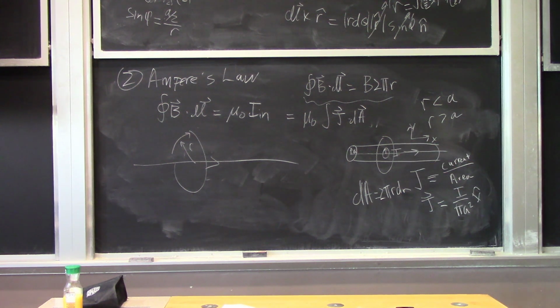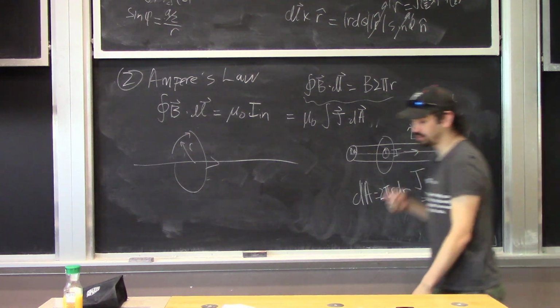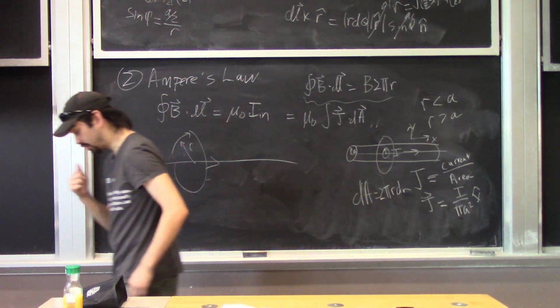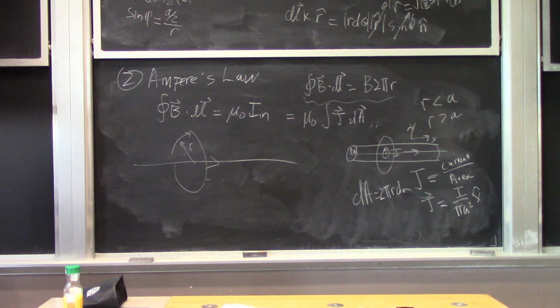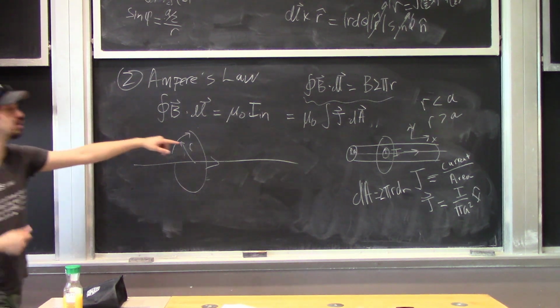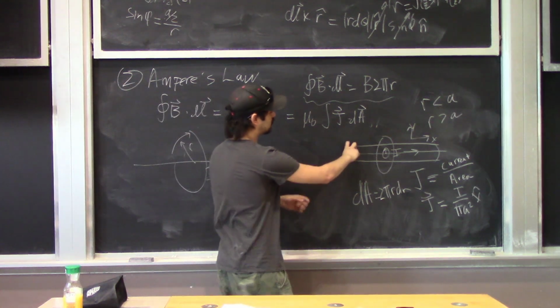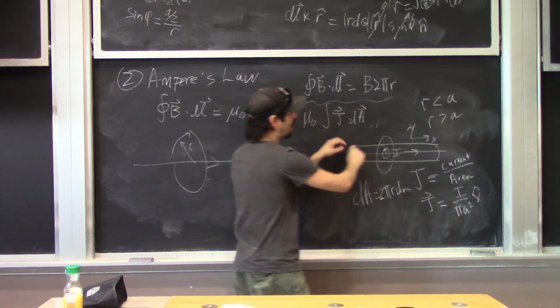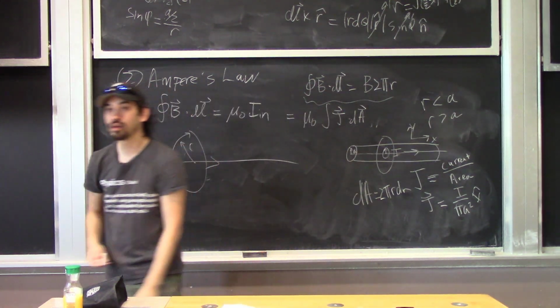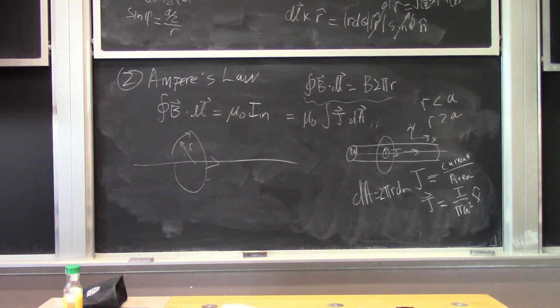So what else could I change here? Well, instead of telling you what the current is, I could tell you what the current density is. That current density could be a function of the radius. And then another thing that I could change is, rather than having this be a solid wire, it could be a hollow wire.